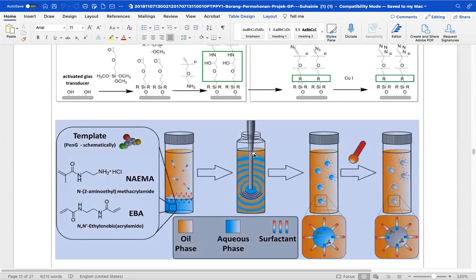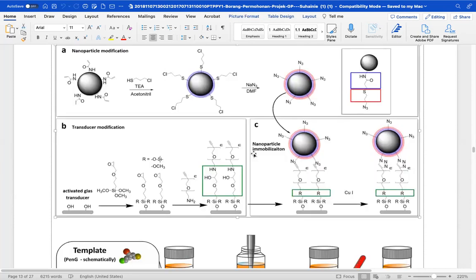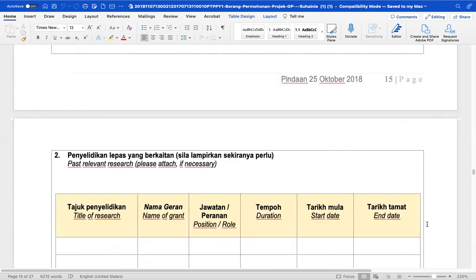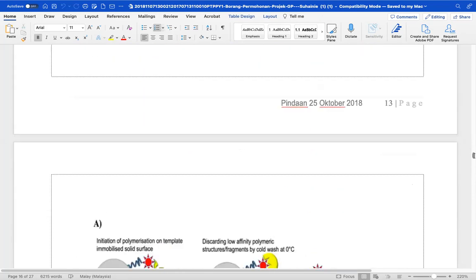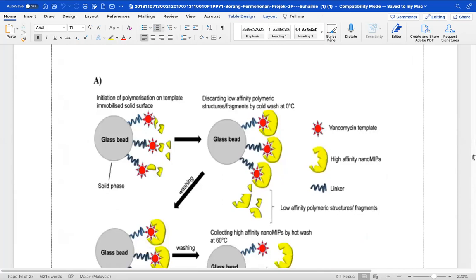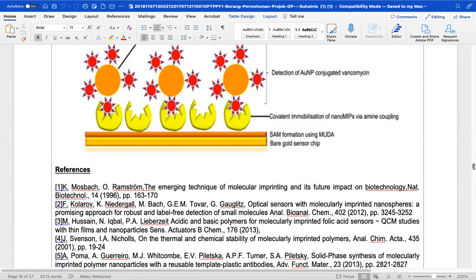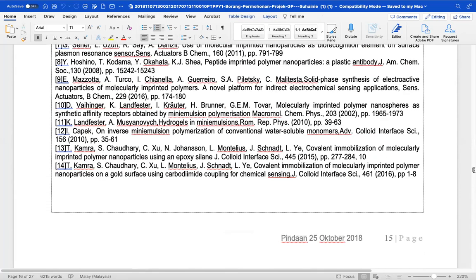Okay, so as usual, you put all the necessary things inside the literature review, and it's good to have diagrams to enhance the understanding of the reader. Okay. References.